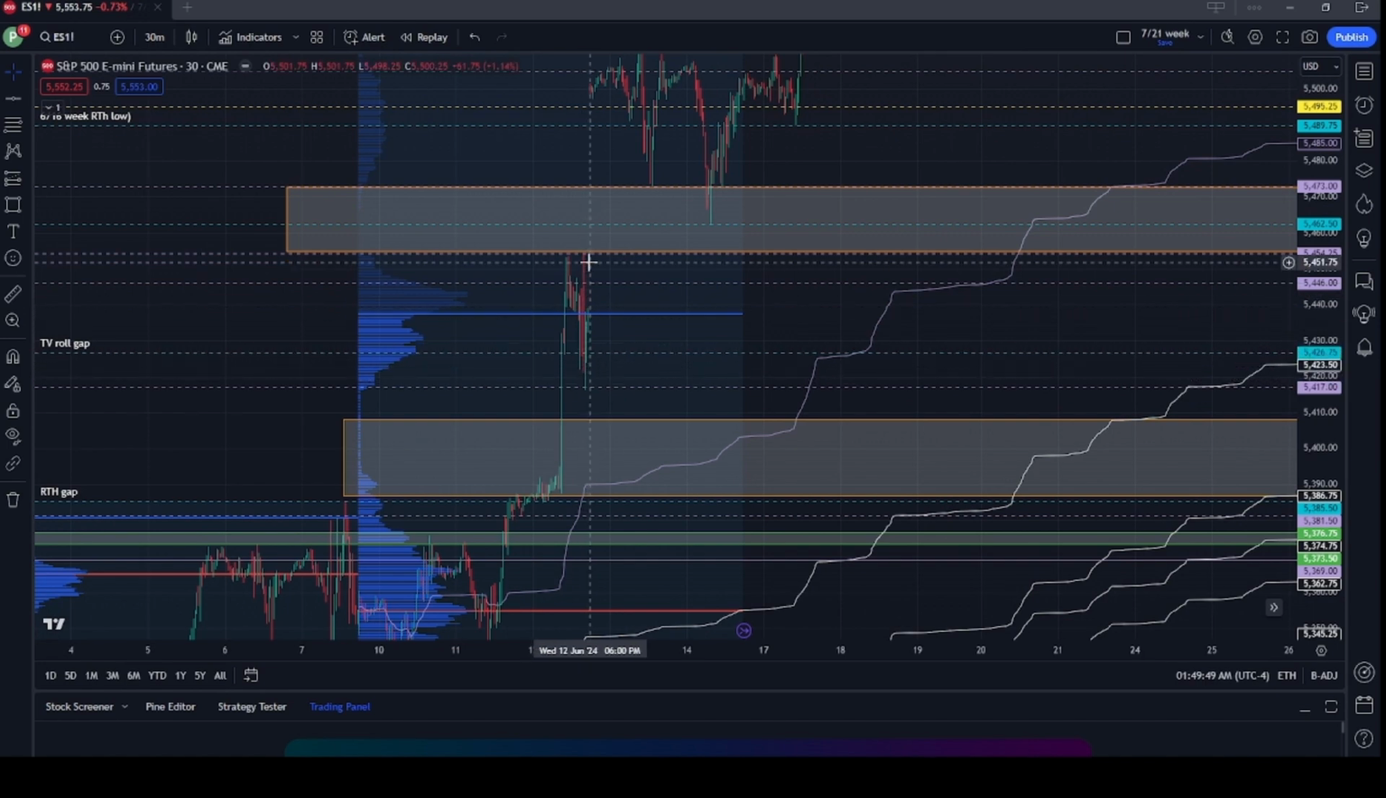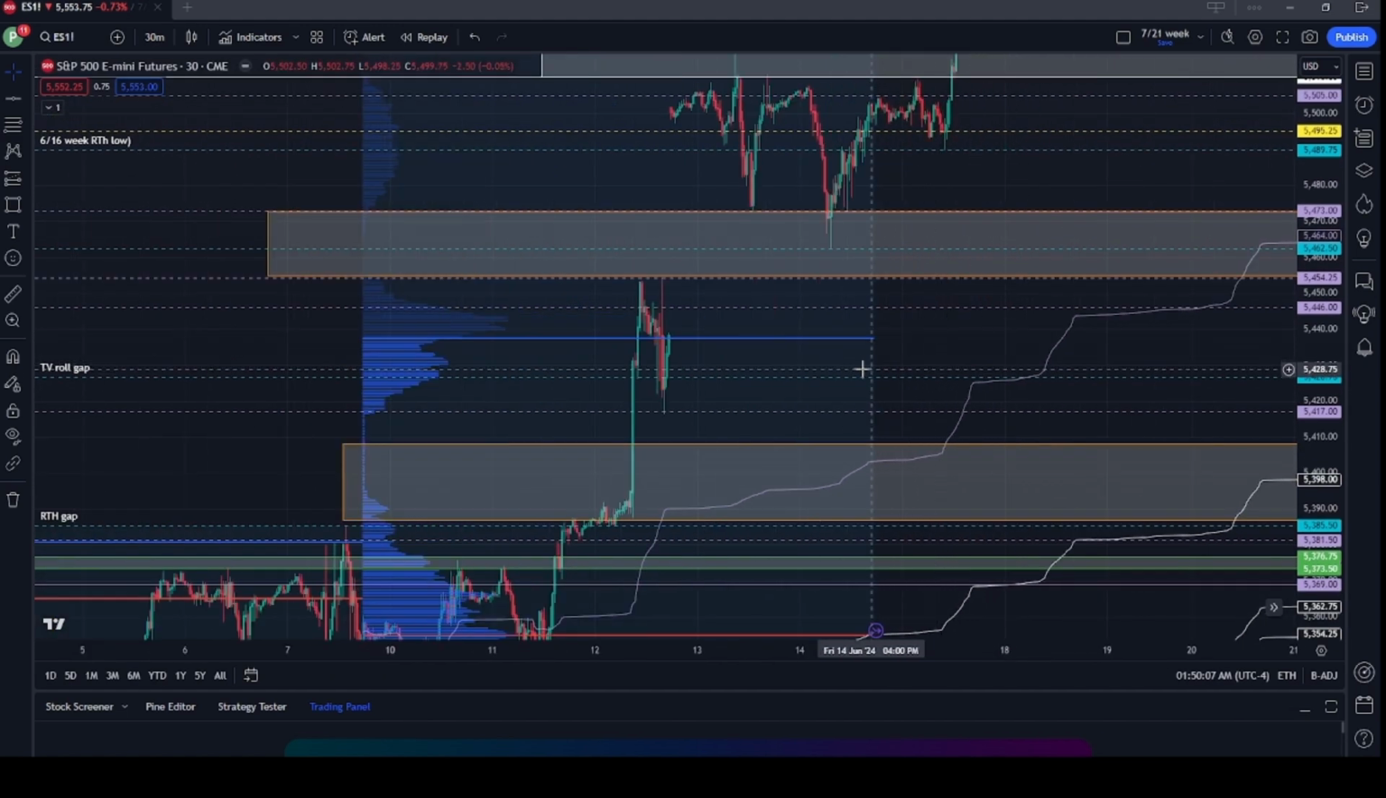So this would be your RTH gap. So regular trading hours high from the prior day before contract roll. And again, it's going to be different on different platforms, but TradingView seems to work. But anyways, come fill in this gap, then that's going to be a lot of eyes on that spot, I'm sure. I'm not super thrilled by that.